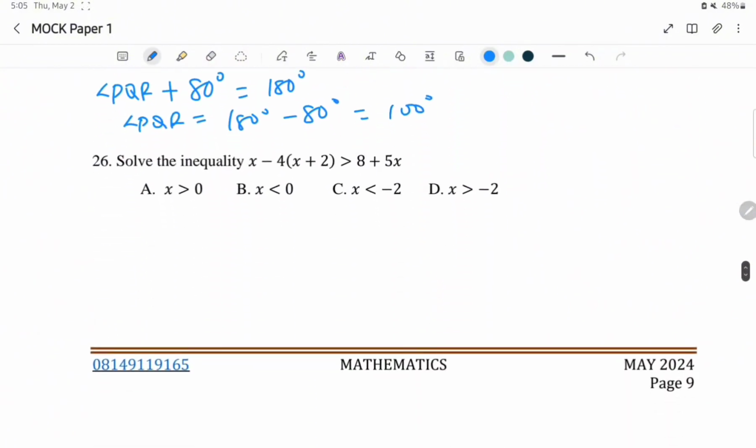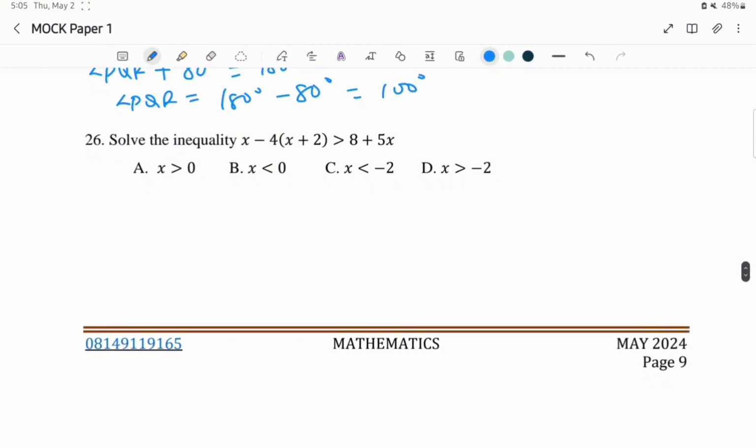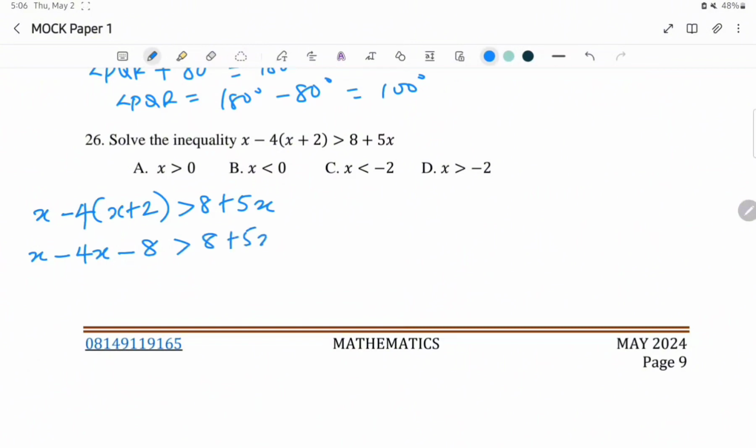In this question, we have an inequality. We are asked to solve x minus 4 into brackets x plus 2. Okay, let me just rewrite the question. So we have x, and minus 4 is multiplying what we have in the bracket. So minus 4 times x is minus 4x, and minus 4 times positive 2 is negative 8. Then greater than 8 plus 5x.